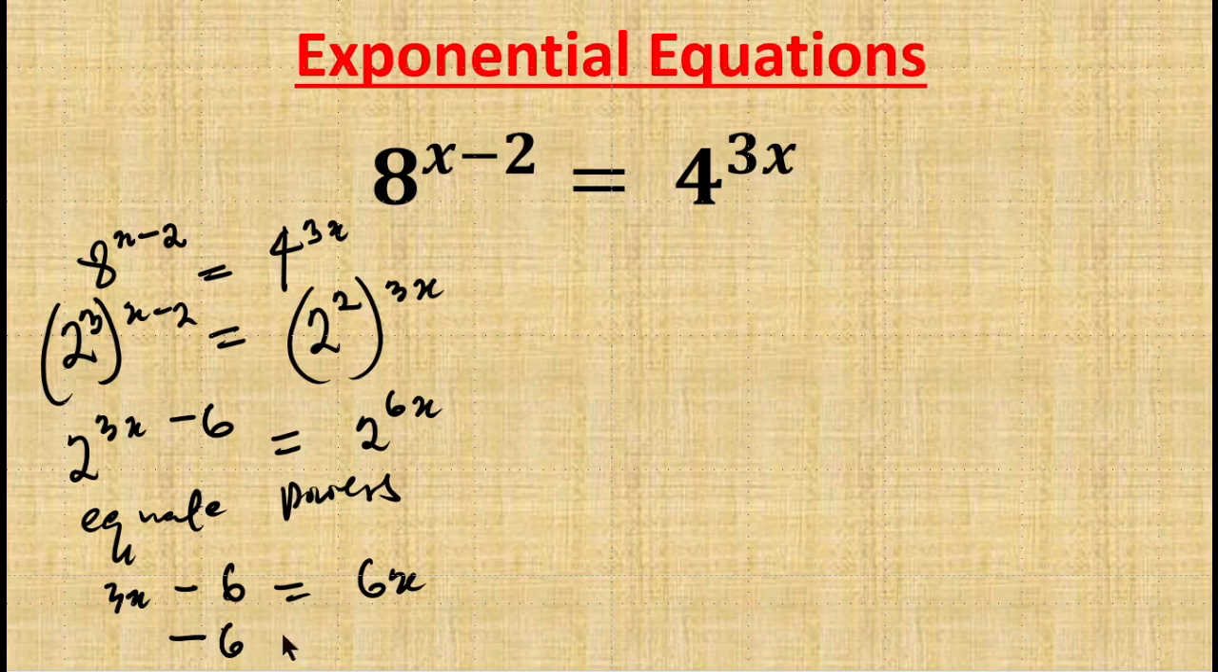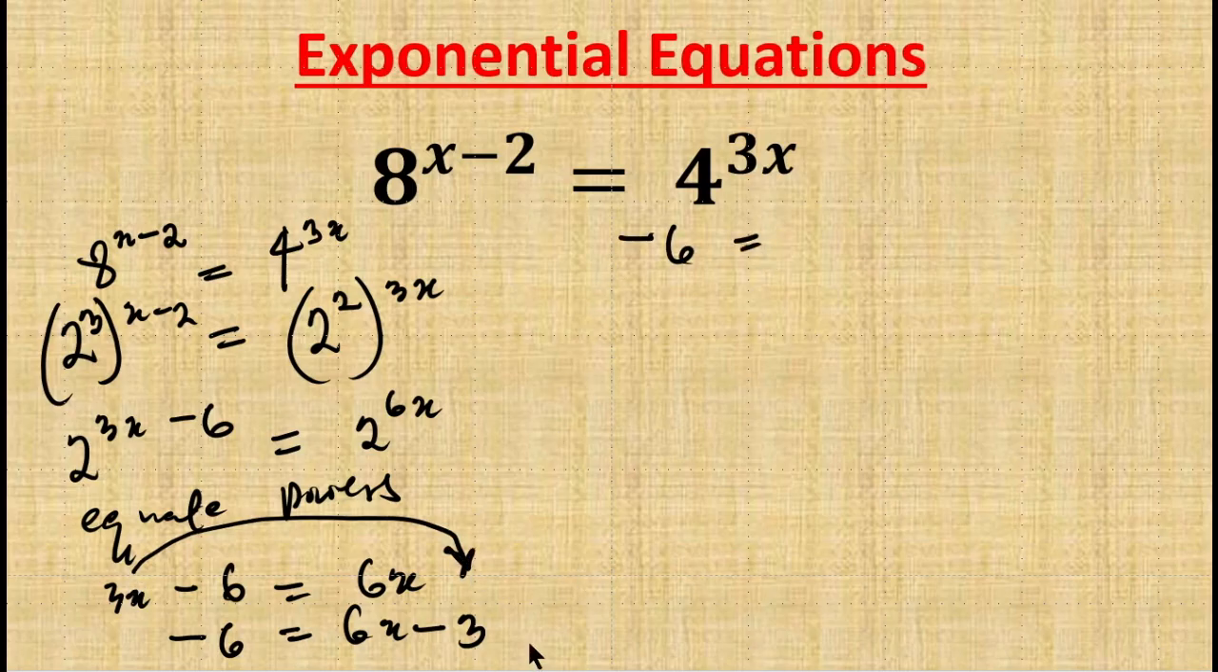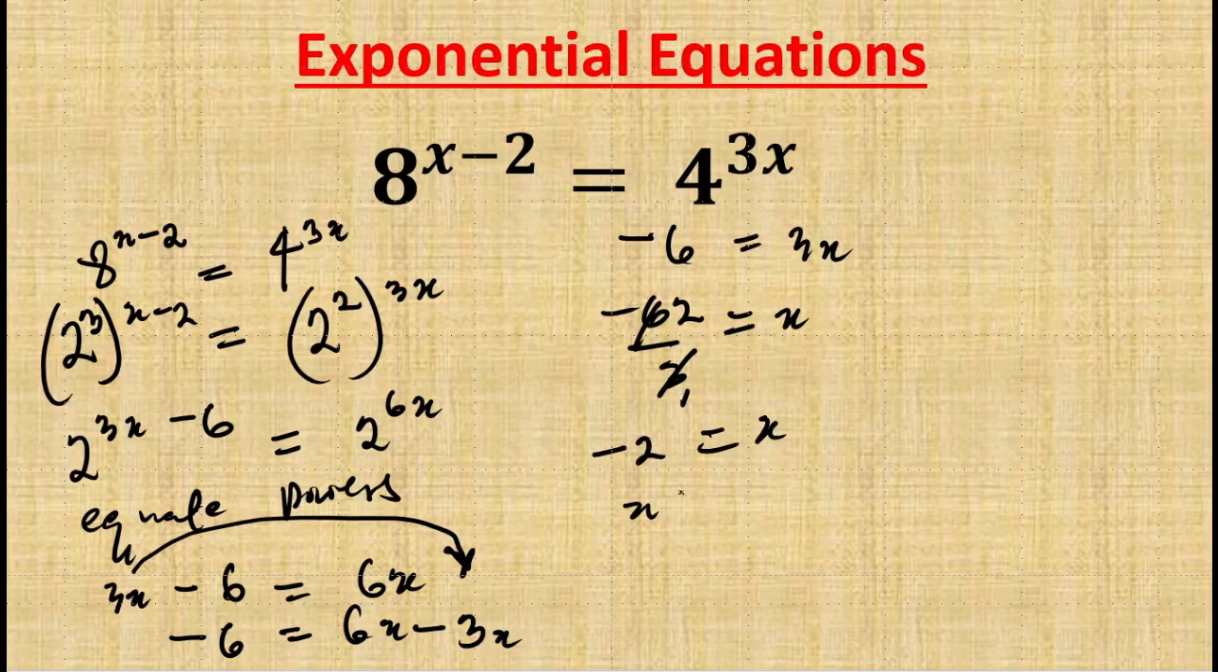So that minus 6 will be the same thing as 6x minus 3x. I've only collected like terms. I've moved 3x to this side. So that obviously my minus 6 is the same thing as 3x. Dividing both sides by 3, x is minus 6 over 3. 3 here is 1, 3 and 6 is 2. x is the same thing as minus 2. x is equal to minus 2.